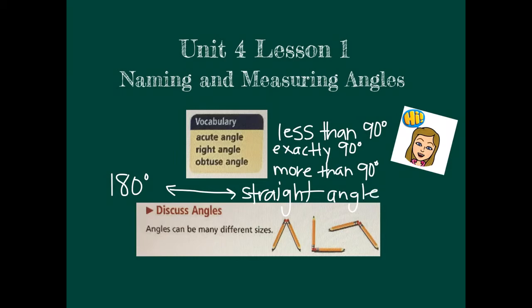So down below here, you could see some images of some example angles. This one here is less than 90 degrees, so that would be an acute. This one is a perfect 90 degrees, so that is a right angle. And this one is more than 90 degrees, so that would be an obtuse angle.